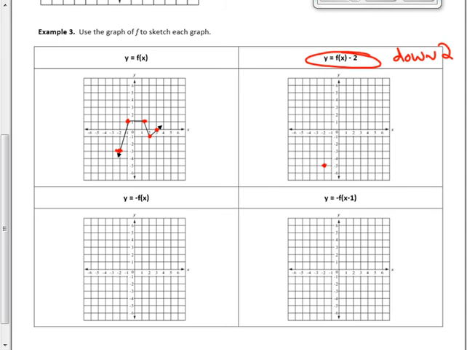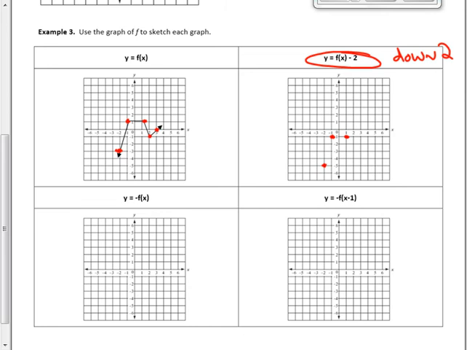The second point as we continue to the right was at 1, 1. Well, I'm going to move that down 2. So if I move it down 2, it actually is going to be at -1, -1. The next point was at 1, 1. I'm going to move that down 2. It goes to 1, -1.